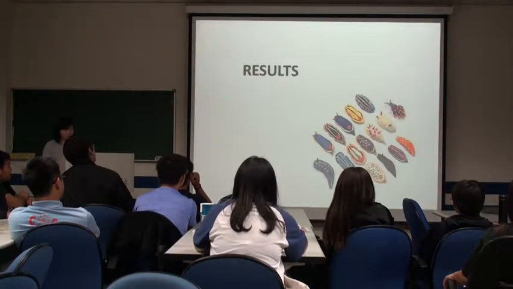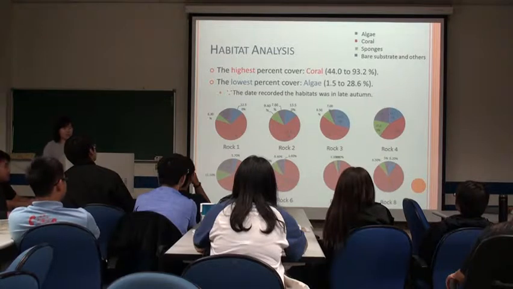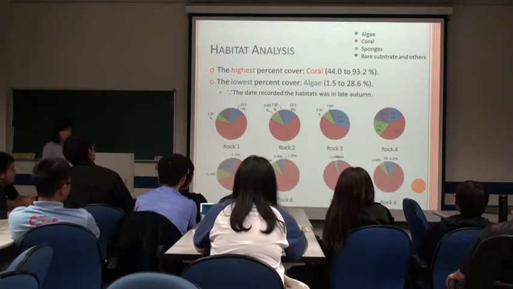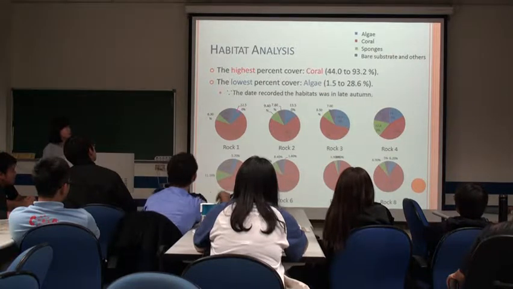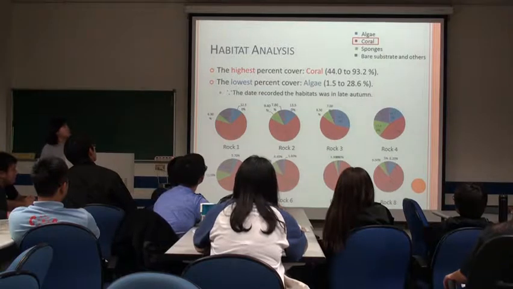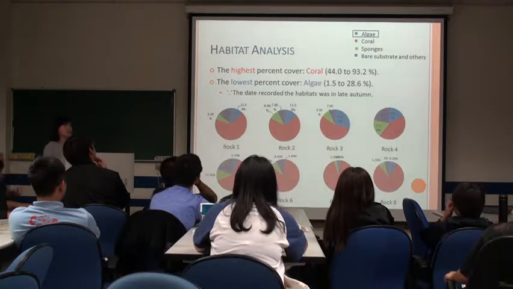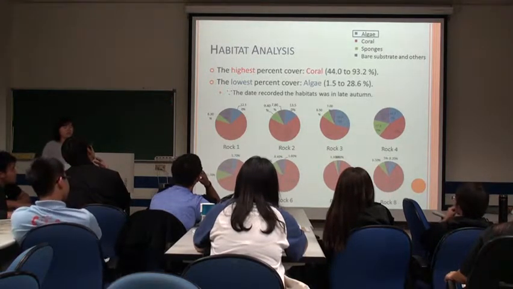And results. We analyzed the Nudibranch habitat on the 8 rocks, and the pie chart shows that the highest percent cover is coral, the red side, and the lowest percent cover is algae. And why is the lowest percent cover algae? Because the date we recorded the habitat was in the late autumn.